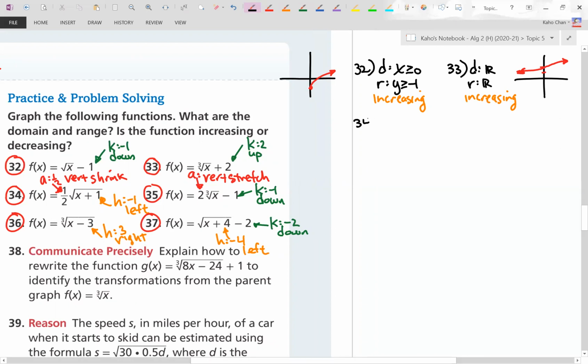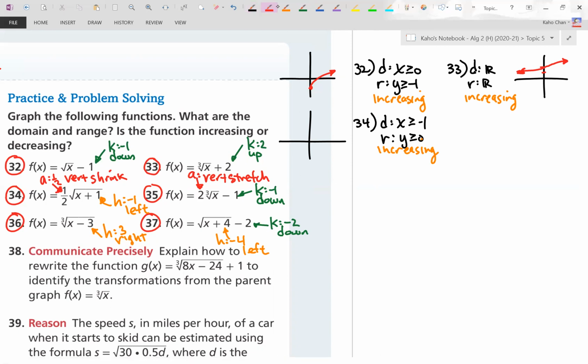Very nice. 34. The domain for 34 is x is greater than or equal to -1. That's the h value. The range is y is greater than or equal to 0. It's also increasing. Not that exciting. And the graph of this function looks like this. It's shrunk, so it's a little skinnier, right? And it's been shifted to the left one. There we go.